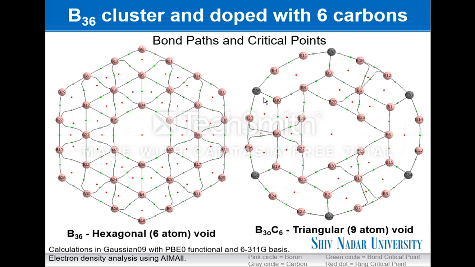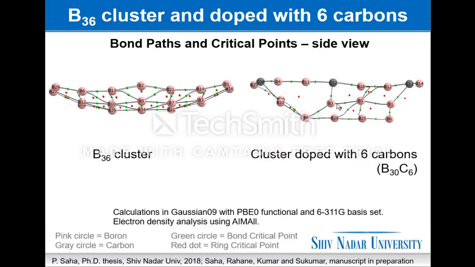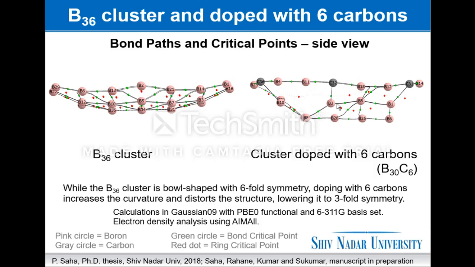Here you see the hexagonal B36 cluster with a 6-atom hexagonal void, and the same cluster doped with 6 boron atoms replaced by carbons. This has a triangular 9-atom void, and the carbon prefers to occupy peripheral sites. Here we see side views of the same cluster. While the B36 cluster is bowl-shaped with 6-fold symmetry, doping with 6 carbon atoms increases the curvature and distorts the structure, lowering it to 3-fold symmetry.